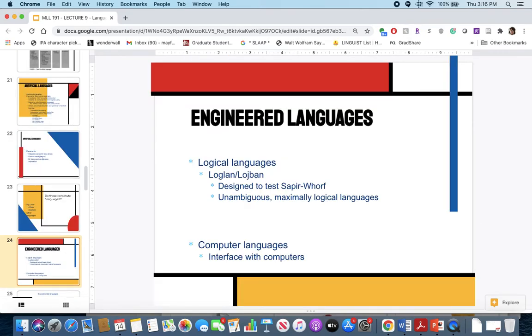So here's some of the engineered languages. The engineered languages are some of the logical languages. So early linguists, they tried to look at the Sapir-Whorf hypothesis to test whether or not language actively evokes thought. And so they wanted to make these languages that were only based on logic in and of itself. And then they also created some computer languages to interface with computers.